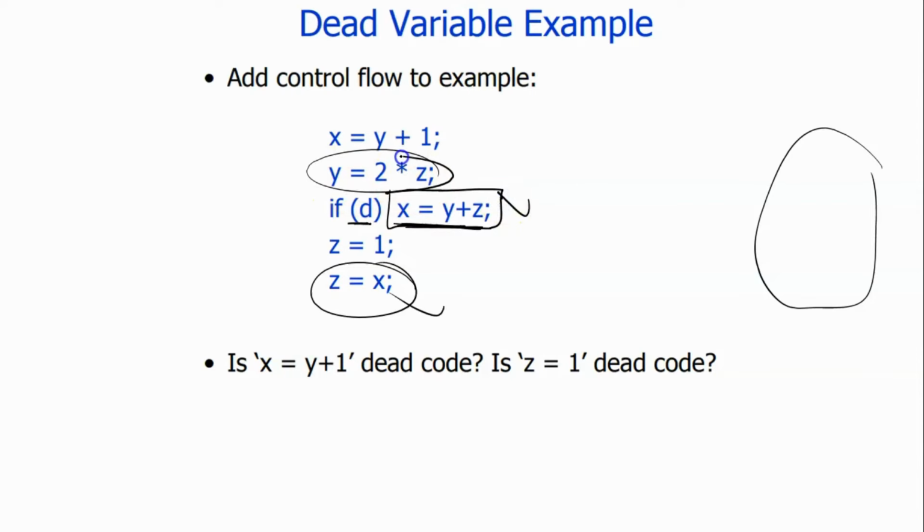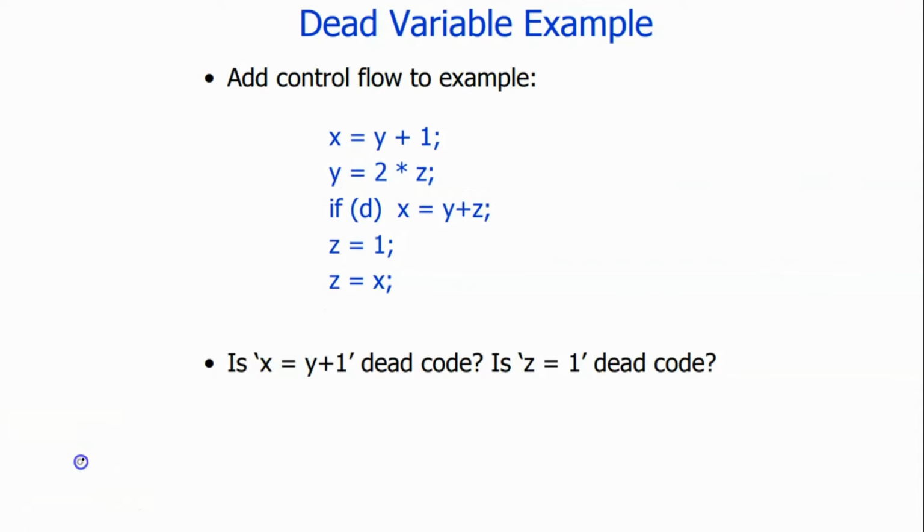Similarly, this is also not dead code, because it might happen that this D becomes true and this definition will be used here. So this is how you can check. Of course, in the GATE exam they are going to give you a very simple program, five or six lines, nothing much.